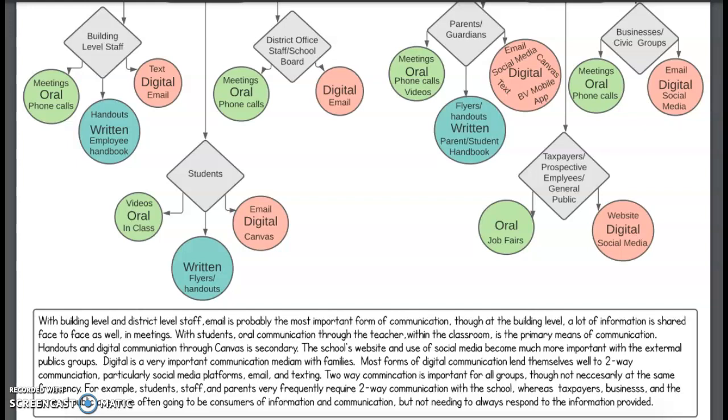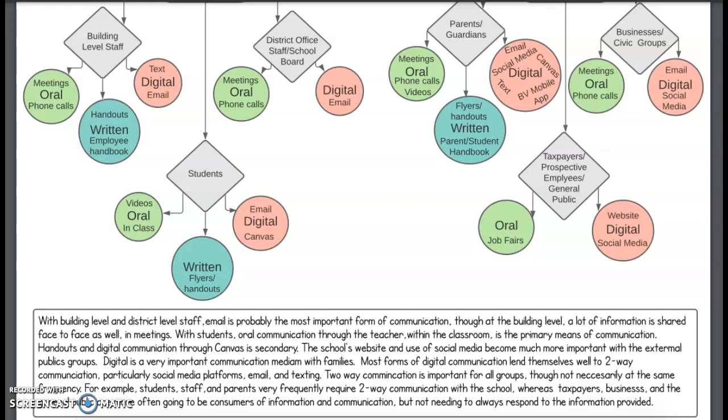And the same thing happens with students. A lot of the main communication is just going to come orally through the teacher within the classroom, and that is the primary, but then the secondary comes through handouts that are sent home or digital communication through Canvas. I would say almost all communication we have, there's always a backup. So if something was communicated via email, it might have also been sent home. Or if you got the information orally, you probably also are going to get an email about it in most cases.